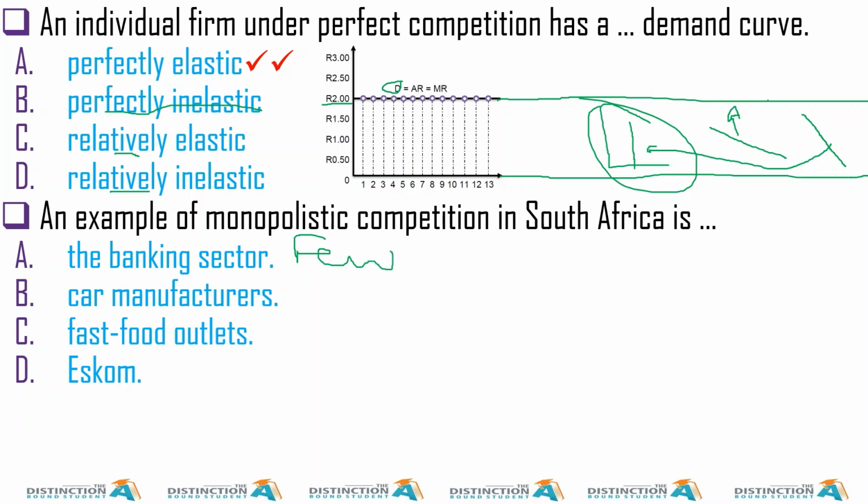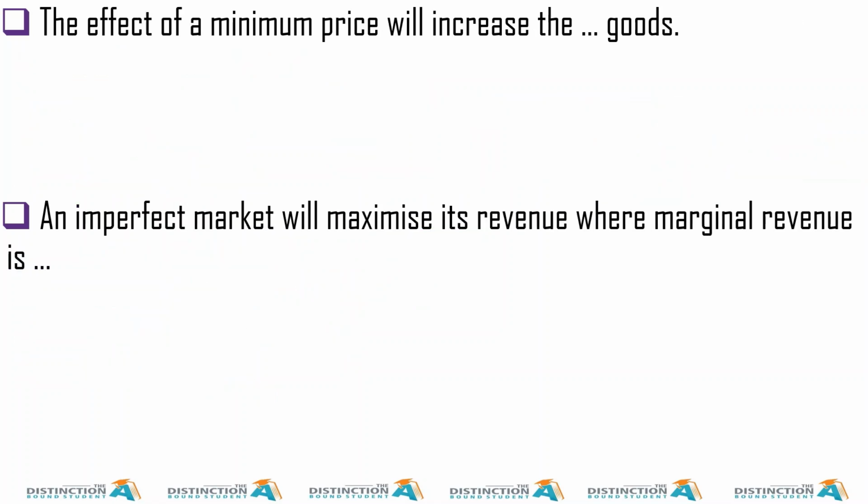An example of monopolistic competition in South Africa is, we have to look at the options. Banks, we have a few banks, so this cannot be. Car manufacturers, I would say we don't even have, but if we talk about the BMWs, the Audis and so on, those are few. Eskom, that would be one. Here, that would be many. Okay, what's the question? Monopolistic. In monopolistic competition, we have many buyers and sellers. So our answer will be C.